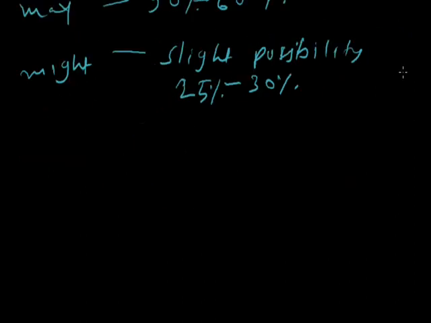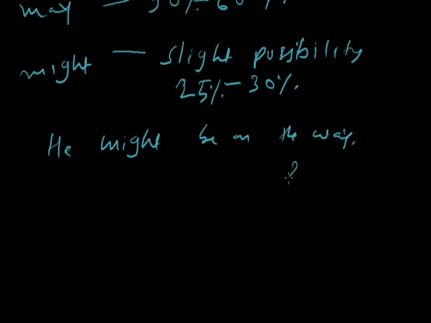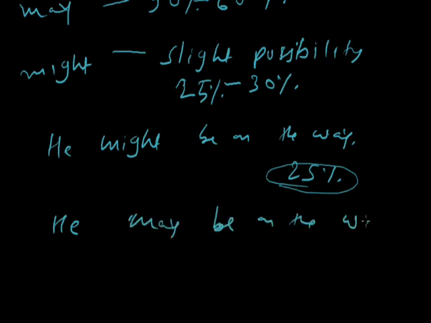Clear? For example, he might be on the way, means I'm not sure. I'm just saying he might be on the way. There is slight possibility that he is on the way. Clear? That's what I'm saying. How much percent? I'm saying around 25% sure. He might be on the way, who knows. Then he may be on the way. We've been waiting for him. So he might be on the way, and then second one is he may be on the way.